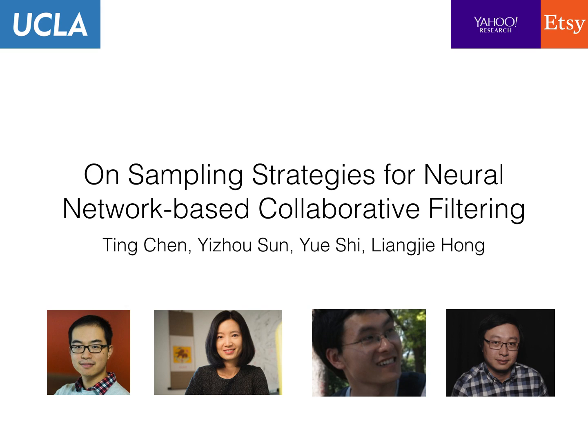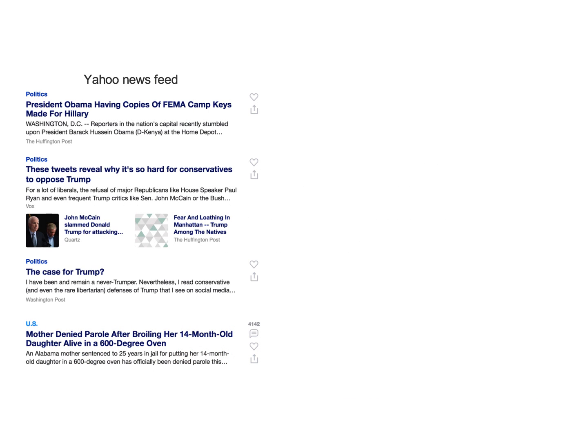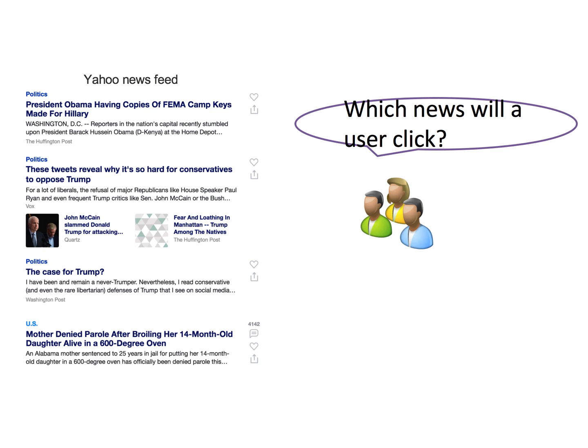This video presents our work on sampling strategies for neural network-based collaborative filtering. Recommendation in content-rich environments has various applications, such as news article recommendation. Can we predict which text article a user is interested in based on their past interaction data?